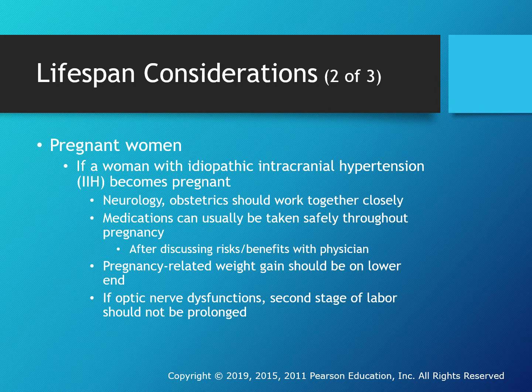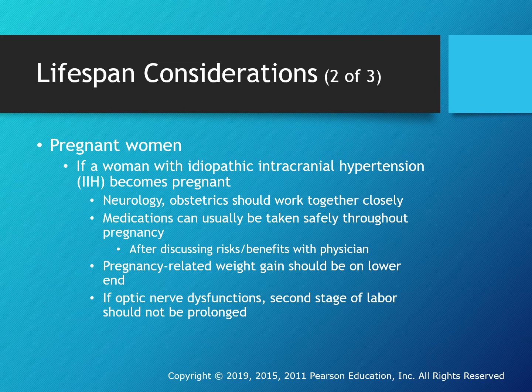Pregnant women. The physiologic status of pregnancy does not directly affect ICP. However, a condition called idiopathic intracranial hypertension exists and is common in obese women of childbearing age. If the patient with IIH becomes pregnant, neurology and obstetrics should work together closely to ensure safety for both mother and fetus. Medications to treat IIH can usually be taken throughout pregnancy, and patients can usually have a normal vaginal delivery. However, the safety protocols for some medications used to treat IIH are not known for all gestational ages, so medications should be taken only after discussing the risks and benefits with your physician.